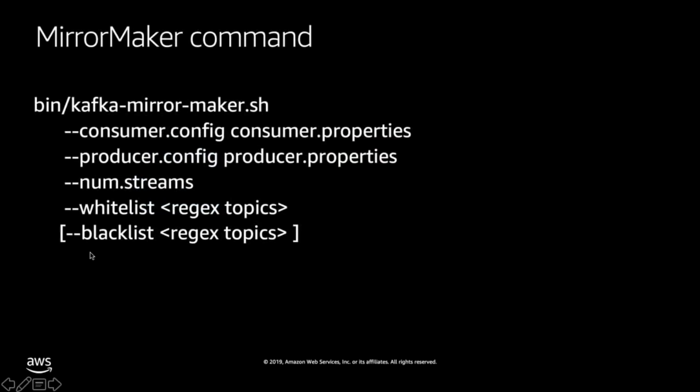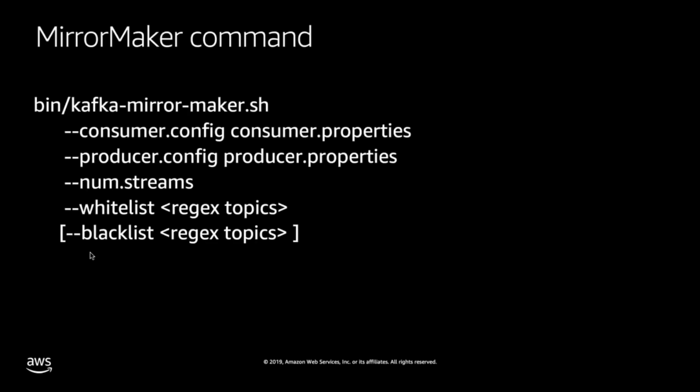So this is a sample command for MirrorMaker version 1. You can configure both the consumer and producer properties of MirrorMaker, just like you would for Kafka producer and consumers in general, and control the number of consumer threads that MirrorMaker uses by configuring the num streams property. As a rule of thumb, pick a number to match the partition count in the source cluster.